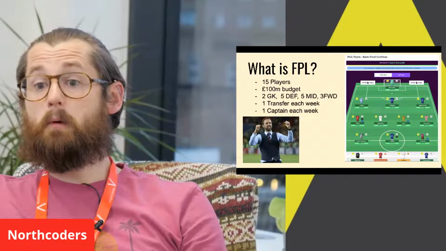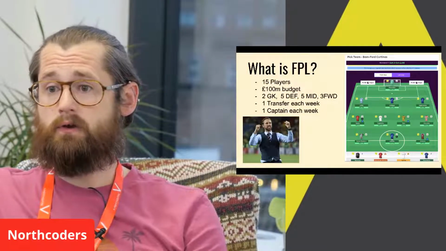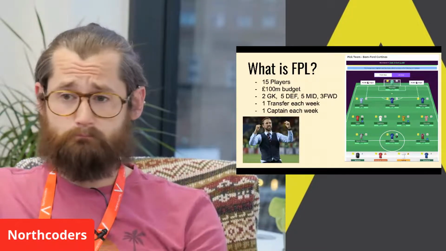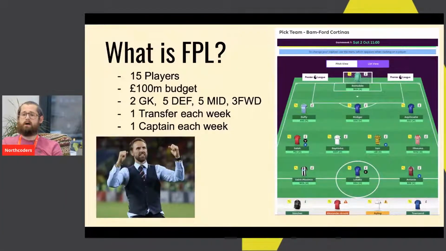FPL is where people pick Premier League footballers and they create a team of 15 players. They have a £100 million budget. You need 2 goalkeepers, 5 defenders, 5 midfielders, 3 forwards. You get 1 transfer each week and 1 captain each week. As you can see, my team are the Bamford Cortinas. And one of the things that causes me instant regret every week is picking my captain.